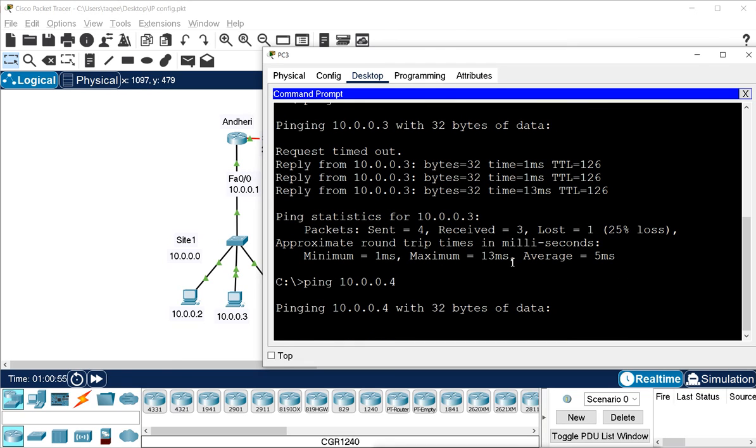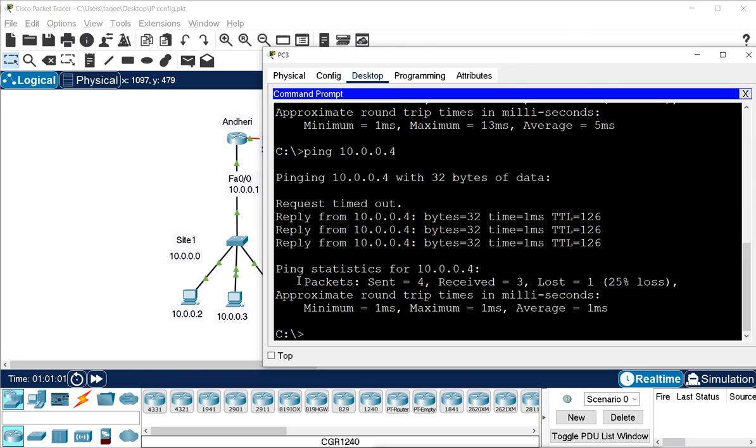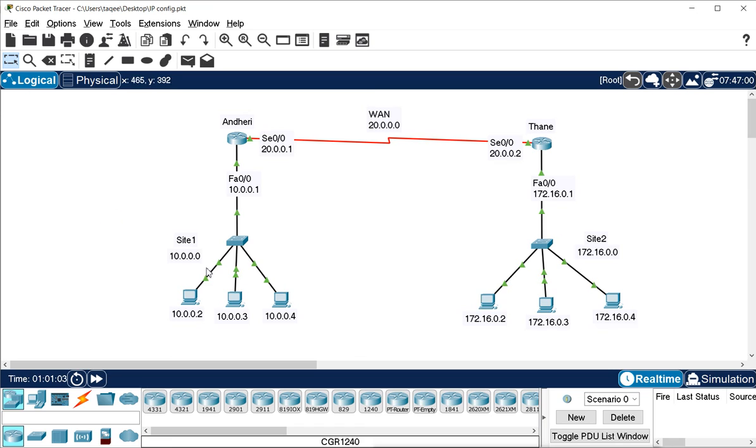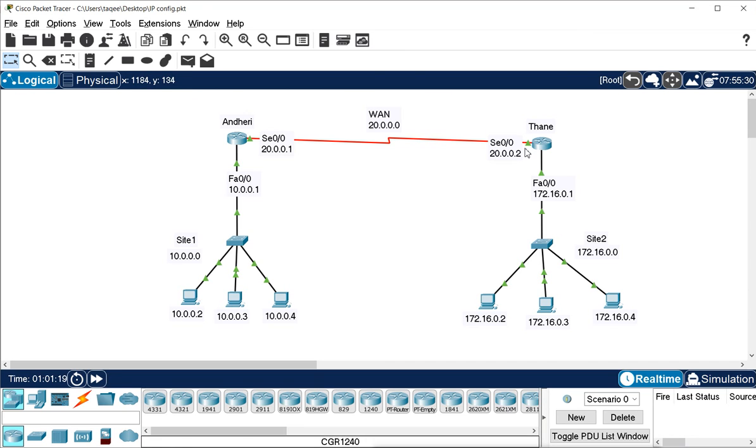So by using static routing, what did we do? We configured it to do the communication between these two different sites, from site 1 to site 2. And how did we do that? We created the routing table on both routers. And remember, we did it on both routers. If we did it only on this router, then it would only forward the packet, not receive the packet. So we did it for both networks, both routers, and we created the routing table statically, and that is called static routing.